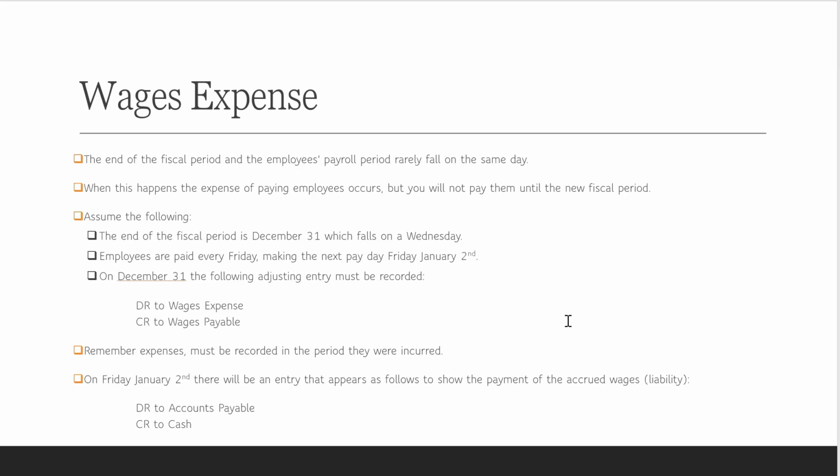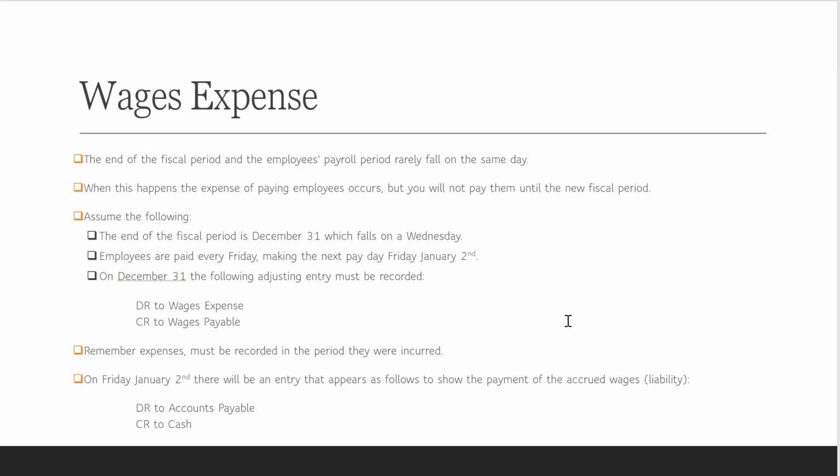A debit to wages expense, because remember, expenses need to be realized in the fiscal period they were incurred. So we incurred the expense of having to pay our employees, okay? But it's then going to be a credit to wages payable. We are not going to pay them until January 2nd. It's a liability. We have to pay them, but it's not going to happen until January 2nd.